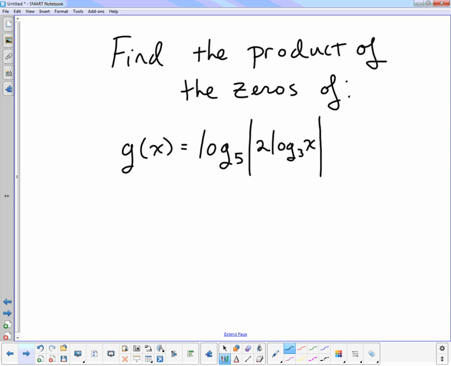No, it is the log of the absolute value of the log of x times 2. All right, so we're looking for the zeros, and once we find them, we're going to multiply them together. What is a zero? How do you find the zeros of something? If I wanted to find the zeros of a function, how do I do it?